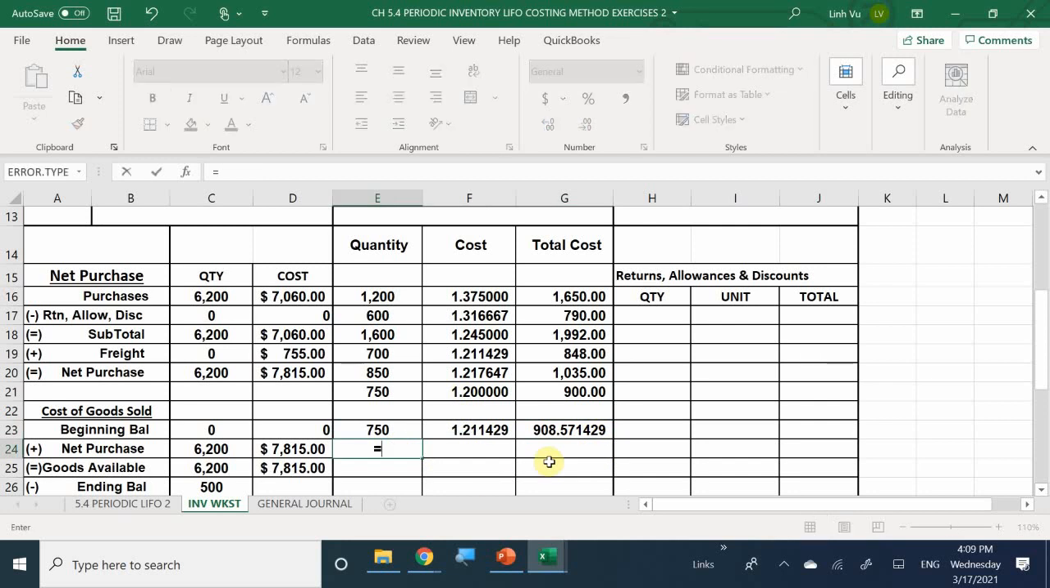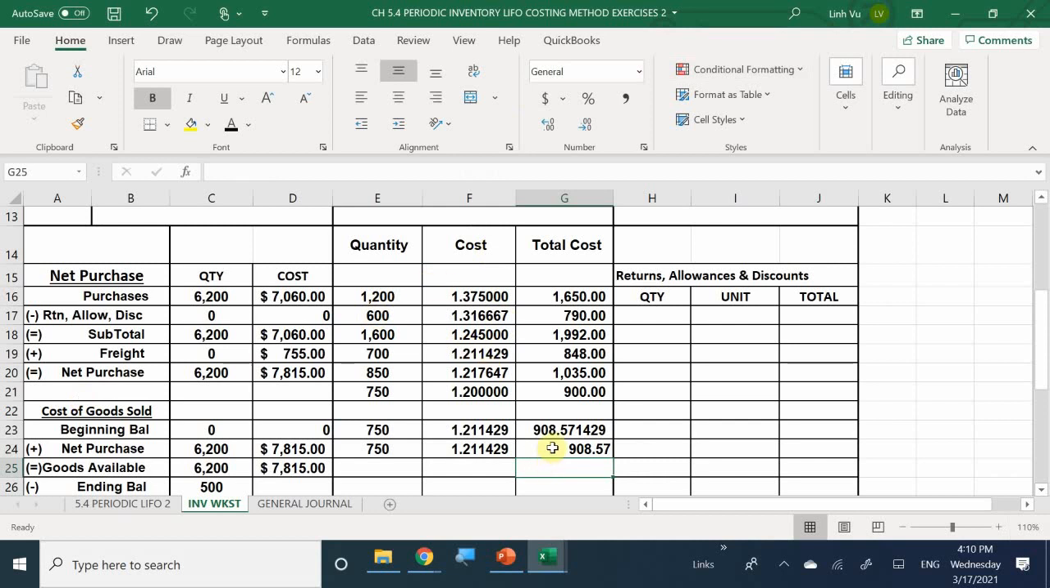Whereas if I use the equal round formula on this same information, I do 750 times the 1.21429, comma, and I want it to 2 decimal places. If I press enter, it says 908.57. But if I were to extend it, it is rounded. It stops at the 7. It doesn't continue going on. And that's what is important in accounting, especially when we're dealing with numbers like this.